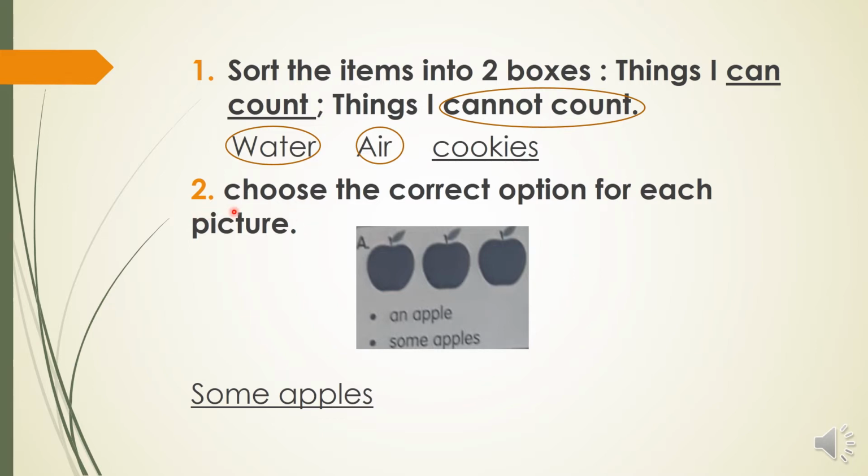Moving on to the second question. Choose the correct option for each picture. 3 pictures are there. I have discussed about the first picture here. A. 3 apples are there. So what will be the correct option? An apple or some apples? Yes, it's some apples. Why? Because 3 apples are there.